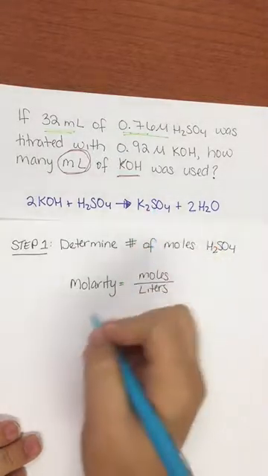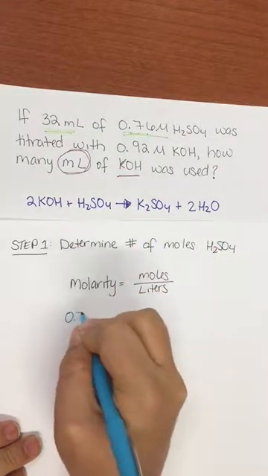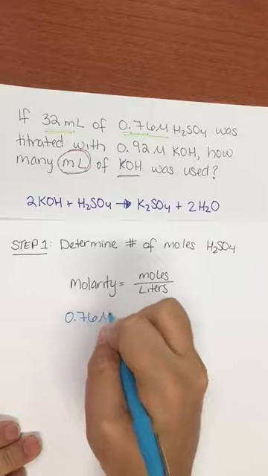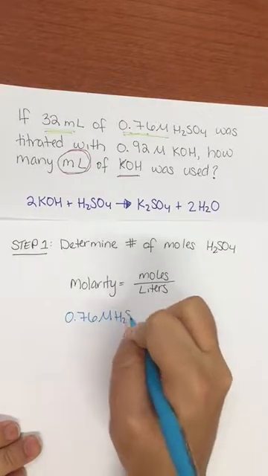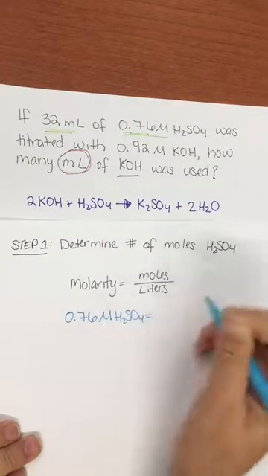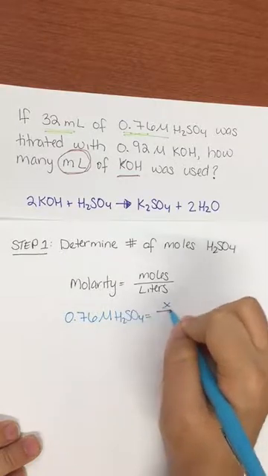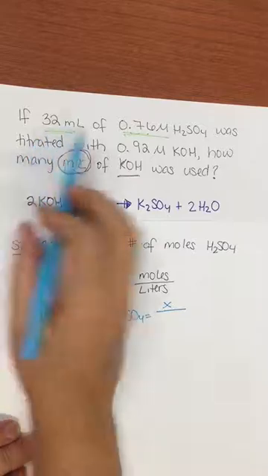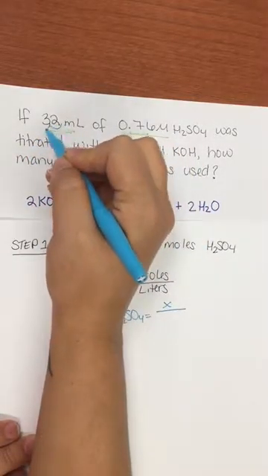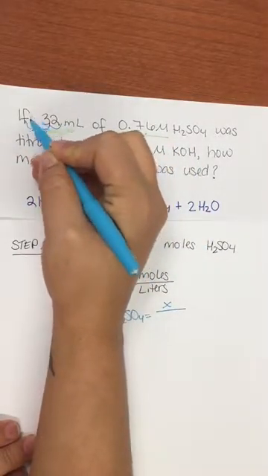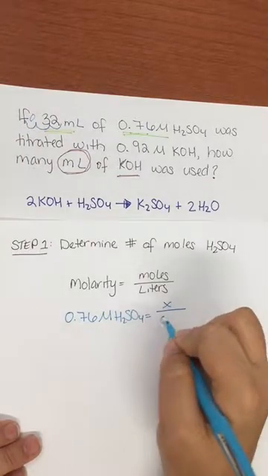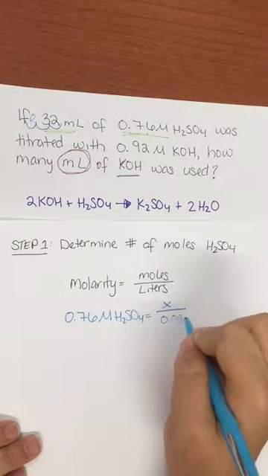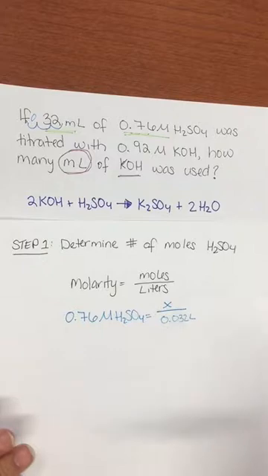So my molarity is 0.76 H2SO4 equals, I'm trying to solve for moles, and I know that I have 32 milliliters, so again, moving the decimal place 3 places, that becomes 0.032 liters.